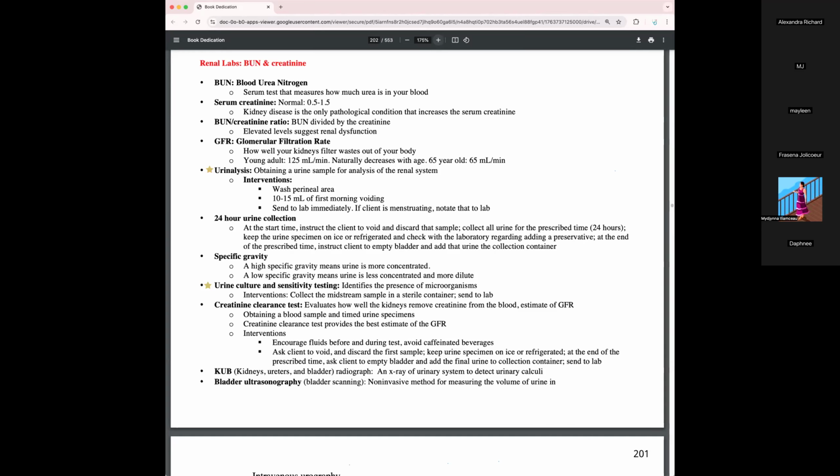And that's where we would do a urine culture and sensitivity. So the culture is going to tell you what is growing, the name of the microorganism that's growing, if there even is one, right? It's going to tell you the name of the bacteria that's growing. And then the sensitivity part is going to tell you what antibiotics will kill that bacteria or what it is resistant to. Creatinine clearance test you can read for homework.